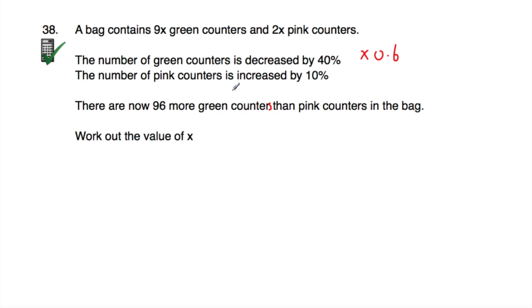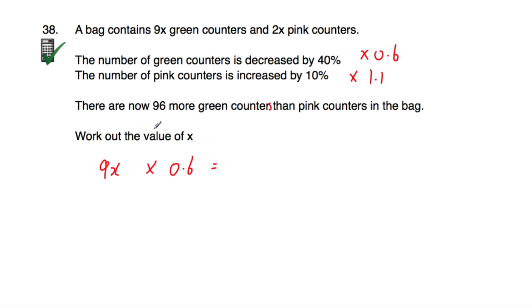And here, for the number of pink counters, it's increased by 10%. So for a multiplier, well, if you've got 100%, you increase it by 10%, you'd have 110%, and that'll be 1.1, or 1.10, which is just 1.1. So I've just written down the two multipliers. Now we know the number of green counters is decreased by 40%. So if we take the number of green counters, which is 9x, and we decrease that by 40%, that's going to be multiplying it by 0.6. That'll tell us how many green counters are now in the bag.